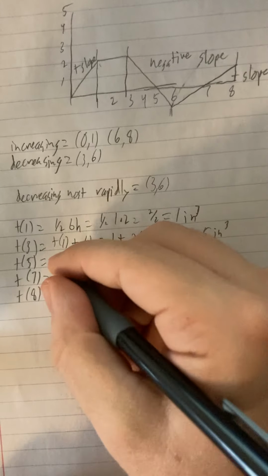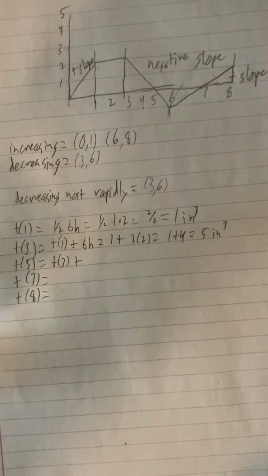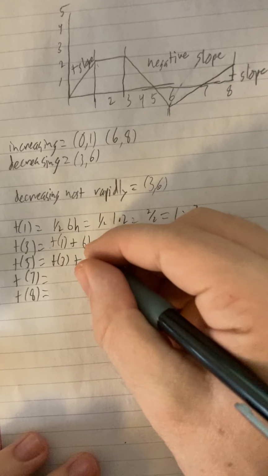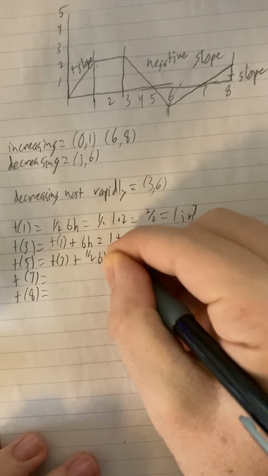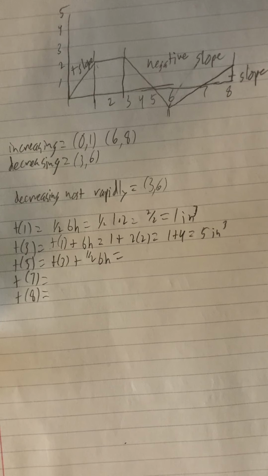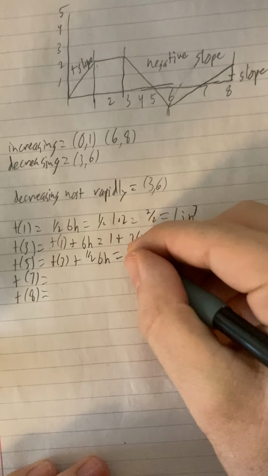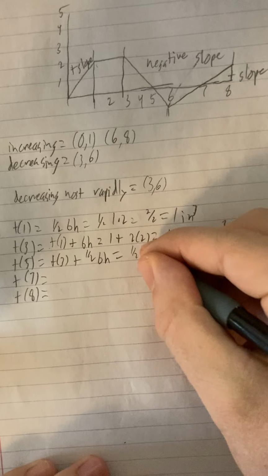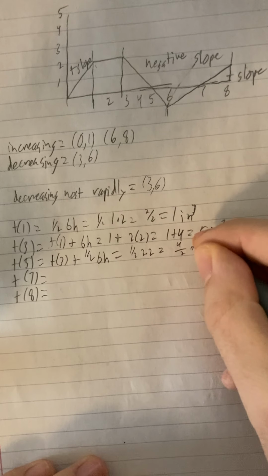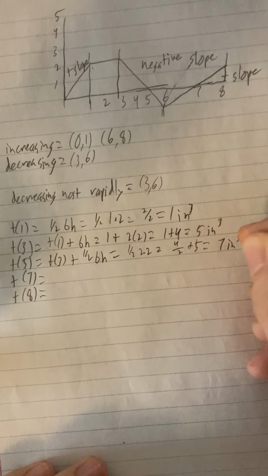And then for 5, it's going to be T of 3 plus... from 3 to 5 is another triangle, so it's 1/2 base times height. The base is 2 and the height is 2, so it's 1/2 times 2 times 2 equals 4 over 2, plus 5, so that'd be 7 inches cubed.